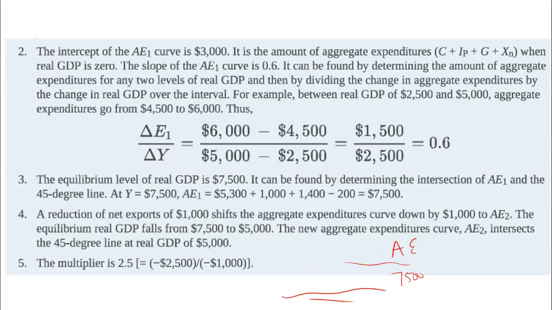Number 4, if we reduce net exports by 1,000, it's going to shift that curve down, and your equilibrium real GDP is going to fall to $5,000.